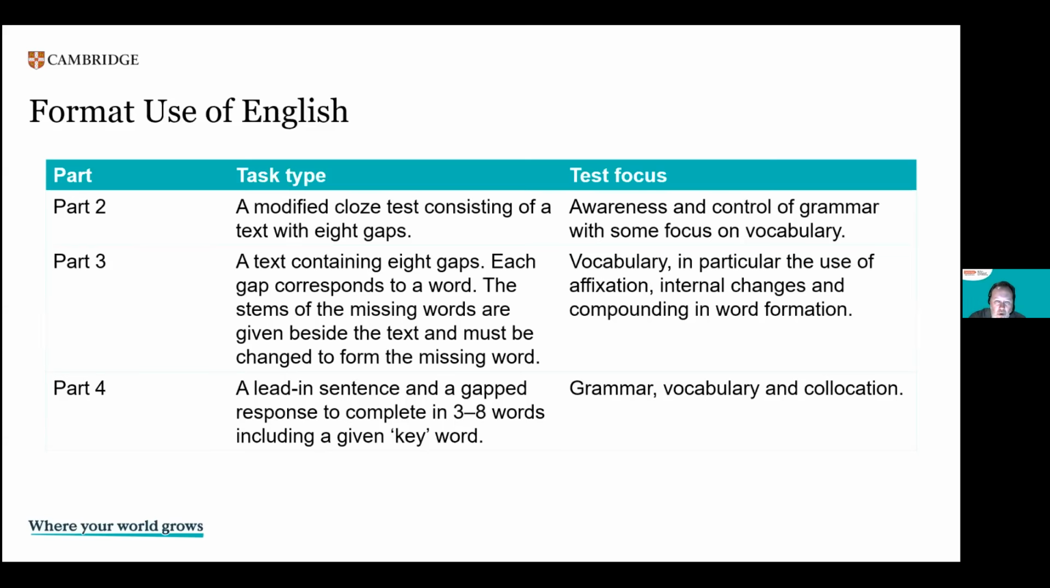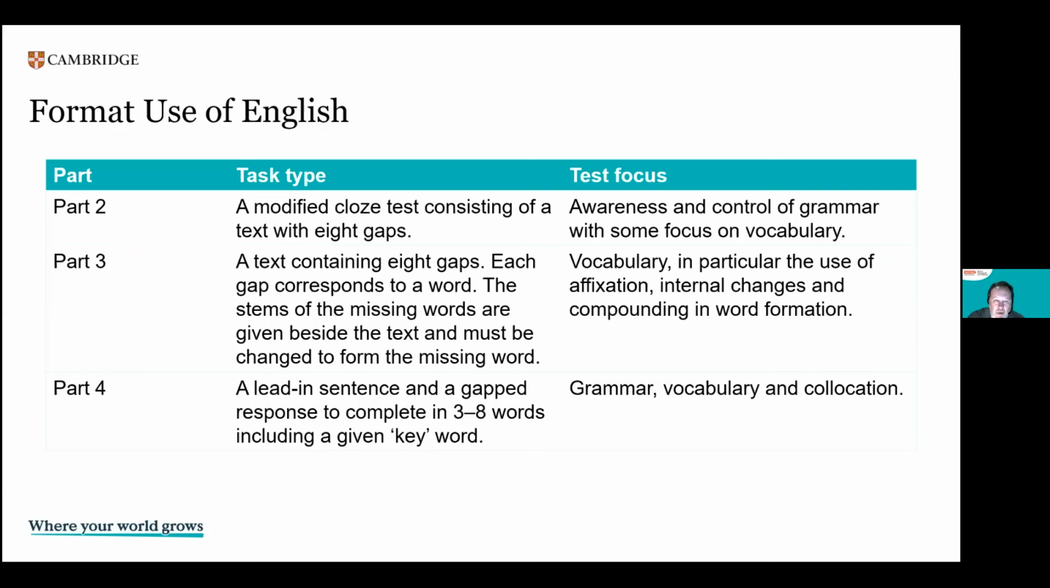And in part four, you're given a lead-in sentence, and a gapped sentence which should mean the same as the lead-in sentence. And the gap needs to be completed with between 3 and 8 words. And they must include a keyword which you're given. Okay, again, we'll see that in a moment.